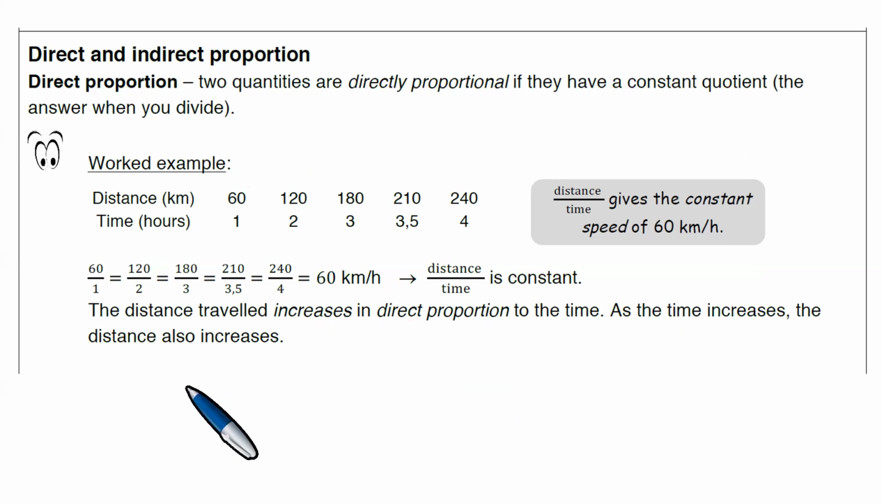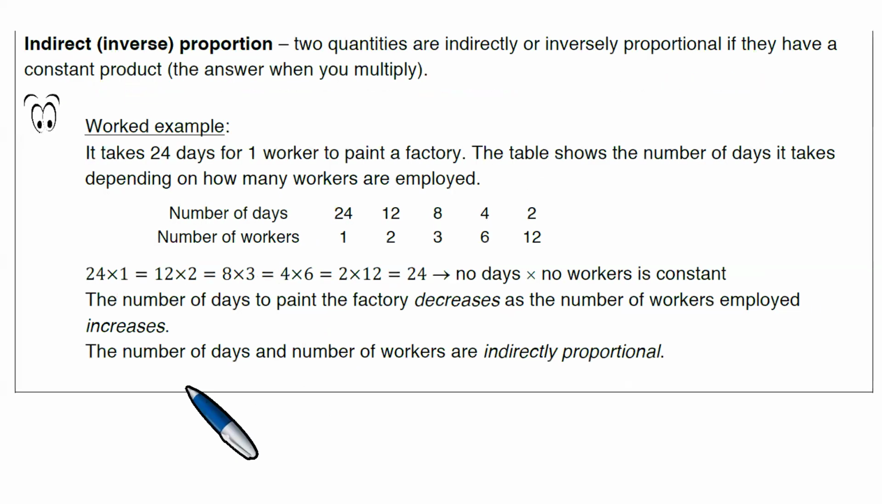We're finishing, please, few minutes. There's something we call the indirect proportion, what we call the inverse proportion. Two quantities are indirectly or inversely proportional if they have a constant product, the answer when you multiply.